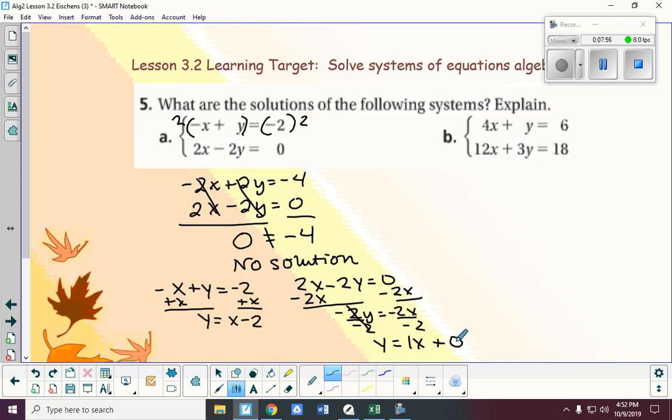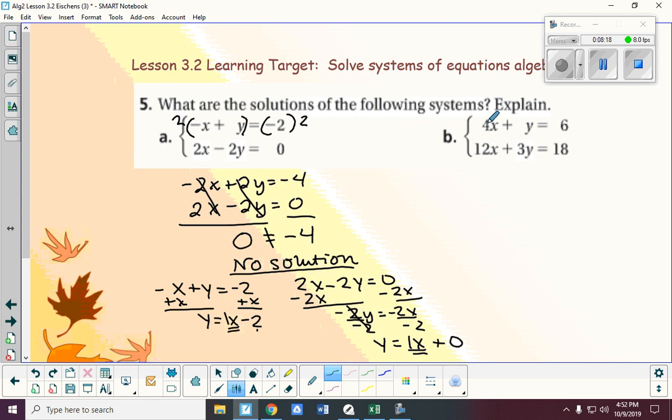There's no y-intercept there. But notice in both of these, we have the same slope and different y-intercepts. So we have parallel lines, which means they're never going to cross. So there is no solution. And so when you're trying to use elimination or substitution, when you come up with a false statement, that's what's really happening: you have parallel lines and no solution.